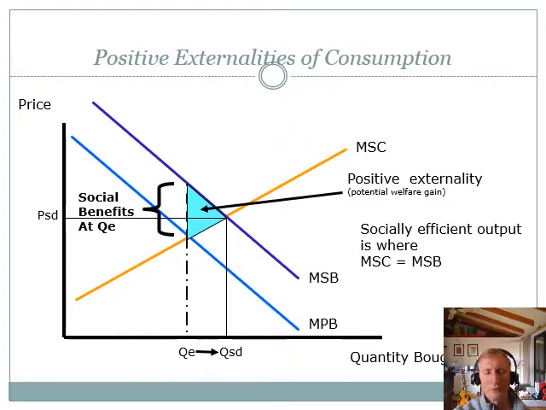There we go. Sorry about that. I should have had a few of those items already listed there. So we want to know how we get to where MSC equals MSB, where there's a socially desirable quantity.